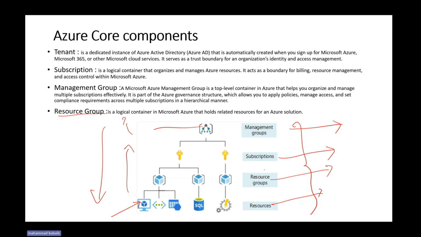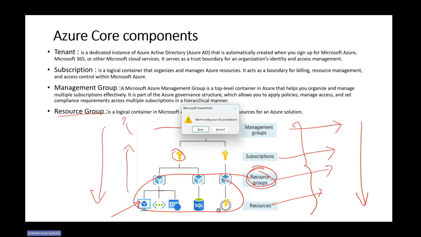If you apply on the resource group level, it will be inherited by all the objects below it. However, it will not apply on the subscription level. So it is always downwards. So this is how the core components of Microsoft Azure work: tenant, subscription, management group, and resource group.